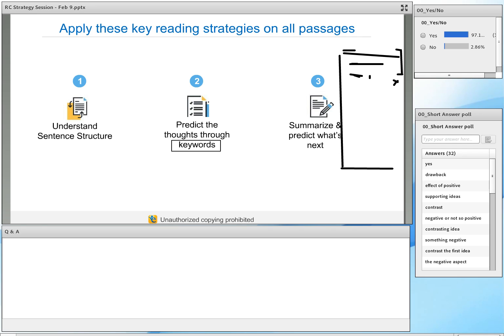Okay, now you may ask, should I stop after every sentence? Should I stop after every paragraph? What is the stopping point? Stopping point depends upon you. You should never ever, when you're reading an RC passage, feel, oh my god, I'm reading so much information, I have no idea what I've just read. You need to stop that from happening.